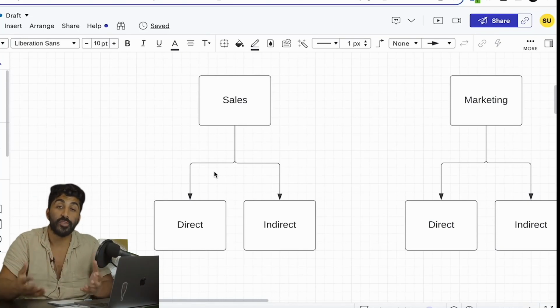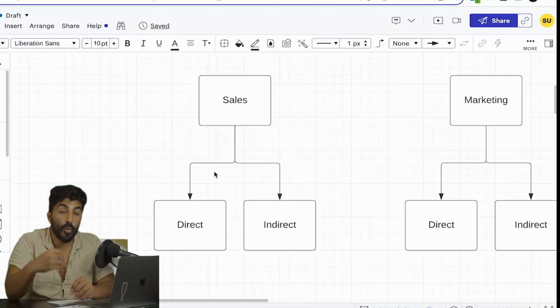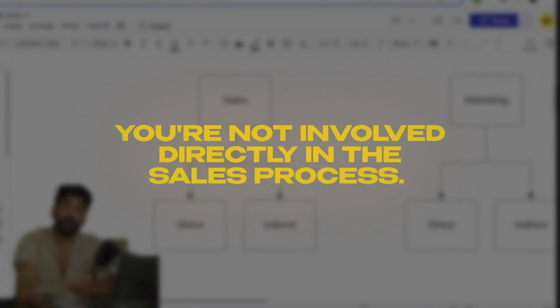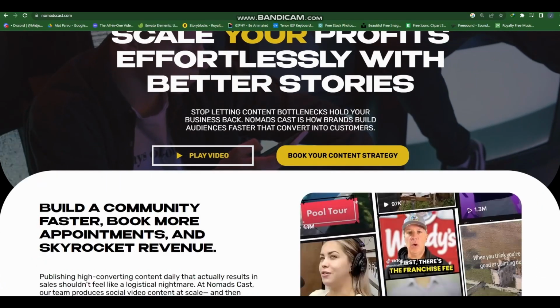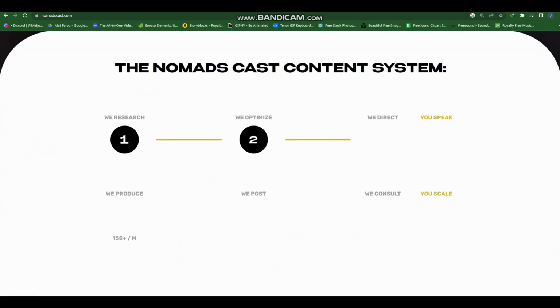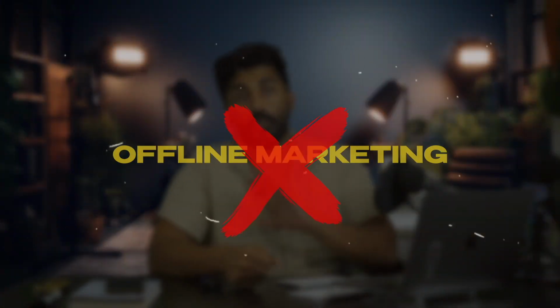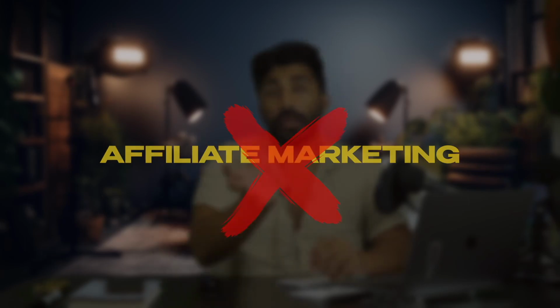Some examples of direct selling would be, for example, getting on a sales call with somebody and trying to close the deal. A way of indirectly selling would just mean that you're not involved directly in the sales process, and it could be something like a sales page or an opt-in page to get someone's information or anything that does the selling for you. Naturally, indirect selling is infinitely more scalable than direct selling is. Now, for the sake of this video, we're not going to cover offline marketing or virtual networking or even affiliate marketing or referrals.